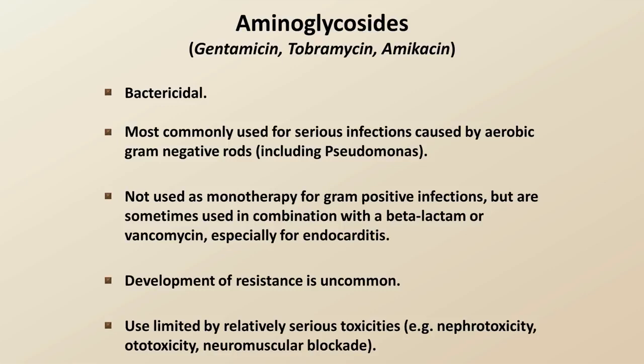All aminoglycosides are available in IV form, and tobramycin is also available in an inhaled form, most commonly used in patients with cystic fibrosis. These drugs otherwise have poor lung penetration. The dosing and monitoring of aminoglycosides is a little bit complex and will be discussed in a future lecture.